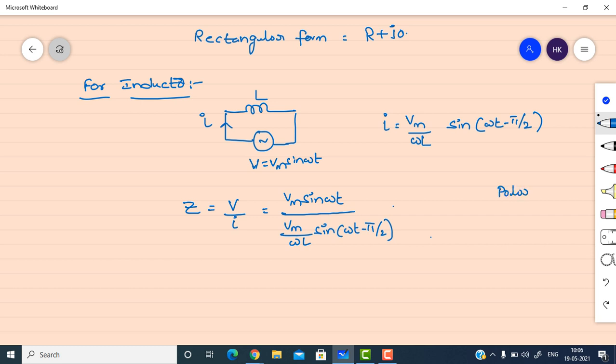The mathematical representations, we have two types, polar and rectangular. Polar form can be used for multiplication and division. Rectangular form will be used for addition and subtraction. So first write the polar form for this Vm sin omega t. Polar form means R at an angle phi.